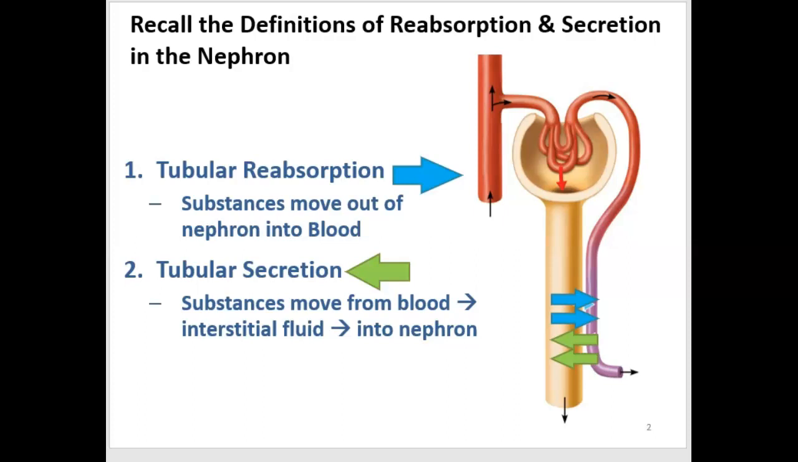Secretion, or tubular secretion, means that substances move from the interstitial space into the nephron tubule. Again, it's named in reference to the nephron tubule because eventually substances will have to cross the tubule wall.